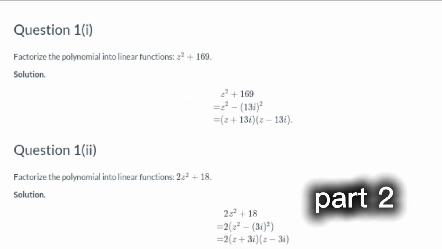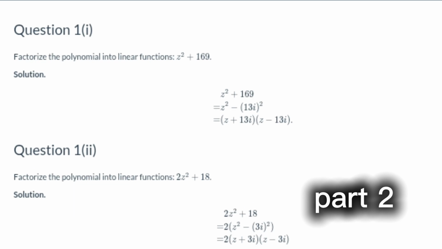Factor constant. First, factor out the common term 2. We get 2(z² + 9). Rewrite. As before, we rewrite the sum of squares z² + 9 as z² - (3i)². Final linear factors. The solution is 2(z + 3i)(z - 3i).